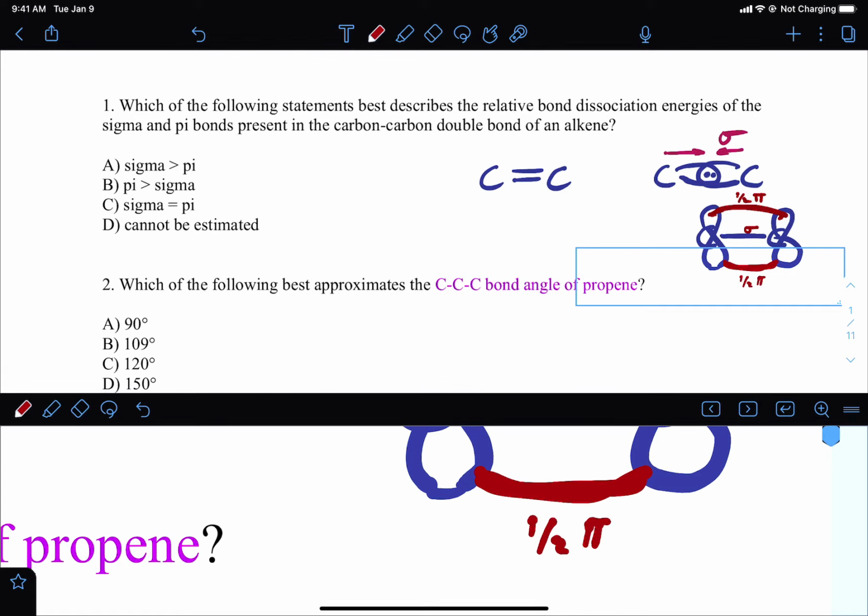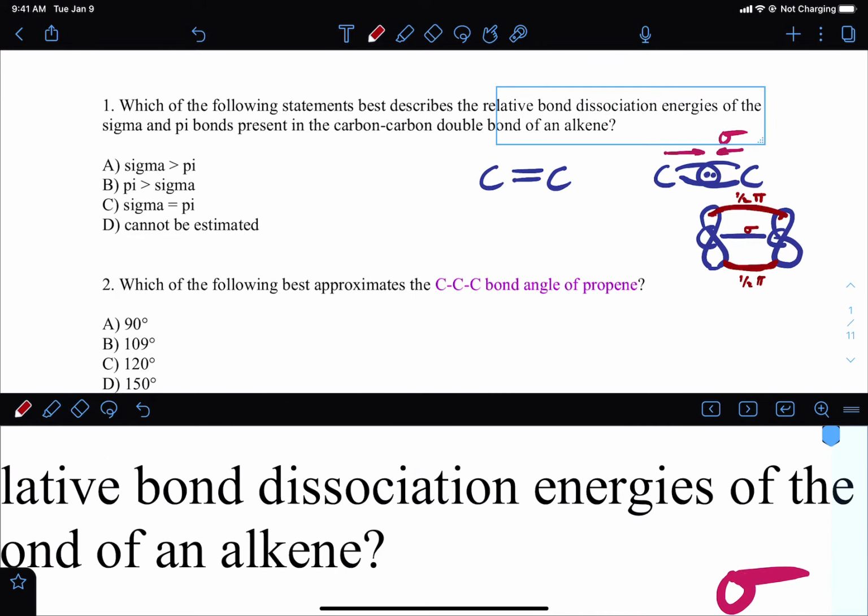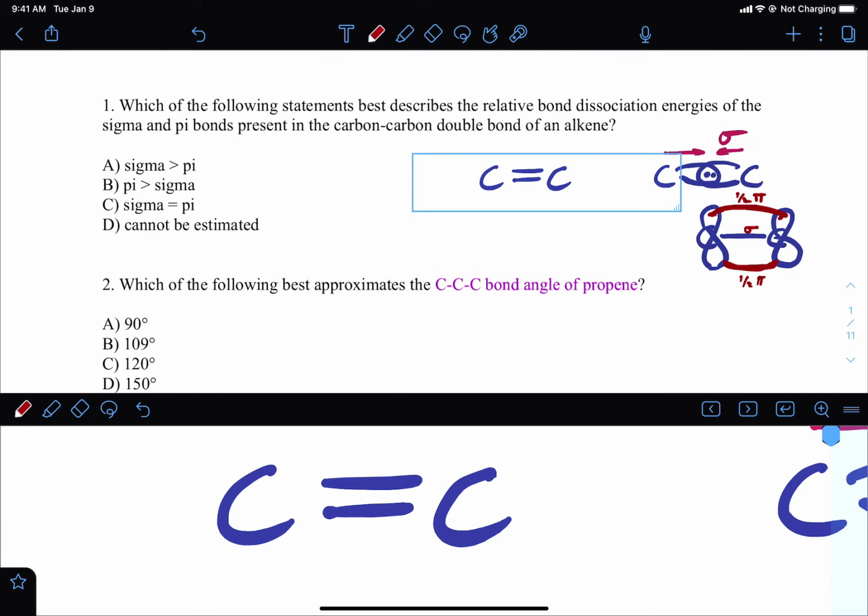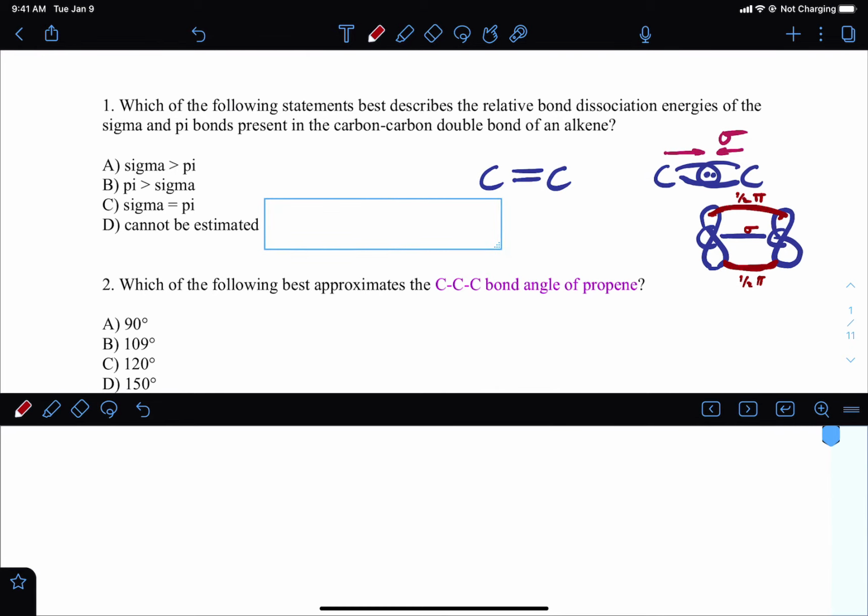So that's the main difference: a sigma bond is end-on-end overlap, a pi bond is side-to-side overlap. You get a lot better overlap from end-on-end overlap, so sigma bonds are stronger. With pi bonds, the side-to-side overlap is very weak, so the bonds are weaker. What we mean by bond dissociation energy is the energy that it takes to break that bond.